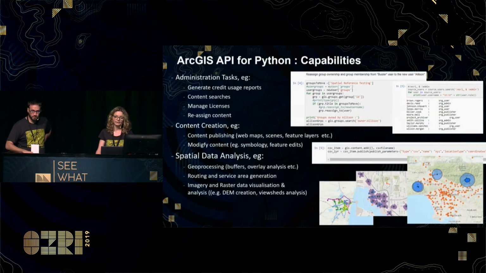In terms of capability, the ArcGIS API for Python may be used to automate WebGIS administration tasks, publish content, or perform spatial analysis. For example, maps created in a WebGIS may be readily manipulated. We can add or remove layers, modify a renderer, or edit features in a feature service, for example. In terms of administration, the API could be used to perform such tasks as content searches and managing available licenses. And in terms of spatial analysis, we can perform operations such as routing, generation of viewshed, or overlay analysis, for example.